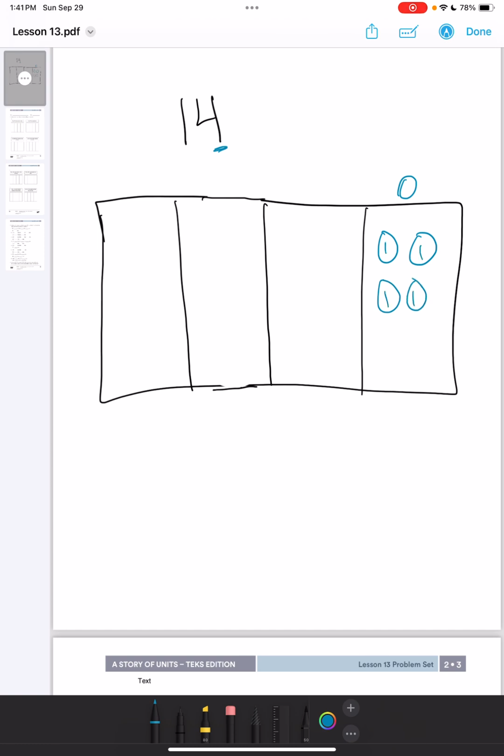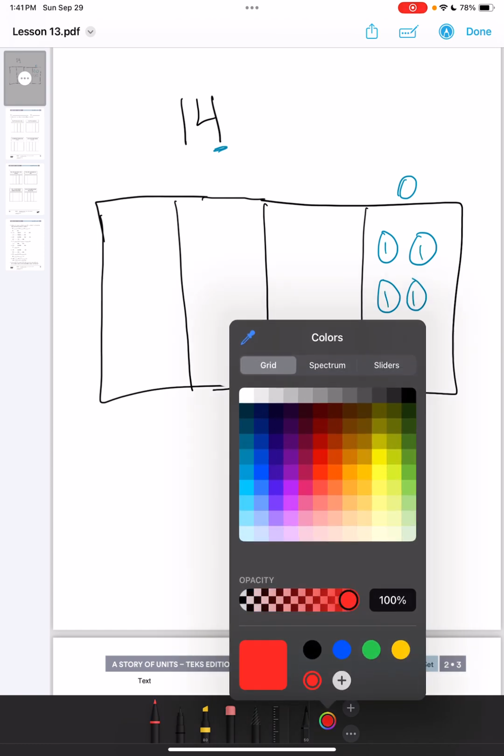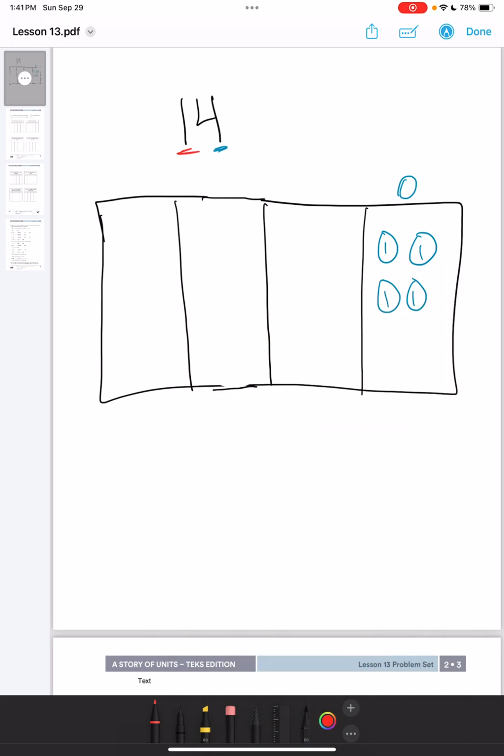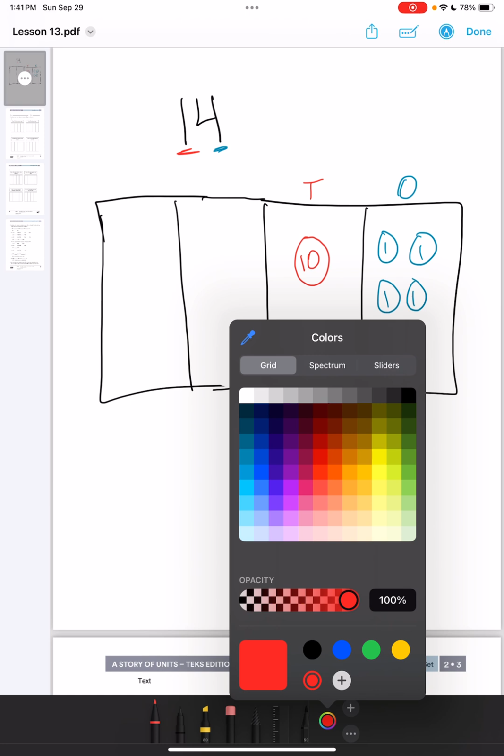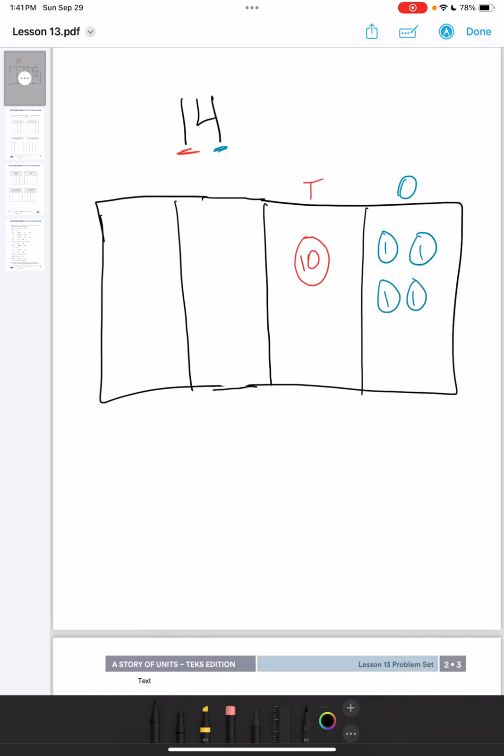Now I need to look at my tens place. I have 1 in the tens place, so I'm going to draw 1 ten in the tens place. So now I have 14 with 1 ten and 4 ones.